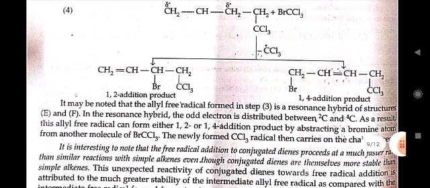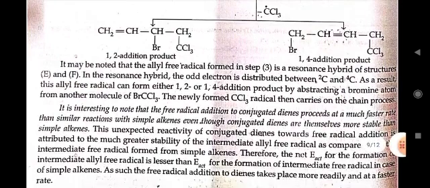It may be noted that the allyl free radical formed in step 3 is the resonance hybrid of structures E and F. In the resonance hybrid, the odd electron is distributed between carbon 2 and carbon 4. As a result, this allyl free radical can form either the 1,2 or 1,4 addition product by abstracting a bromine atom from another molecule of BrCCl3. The newly formed CCl3 radical then carries on the chain process.